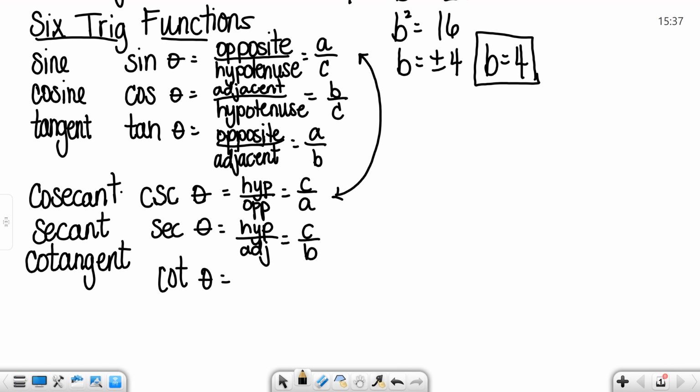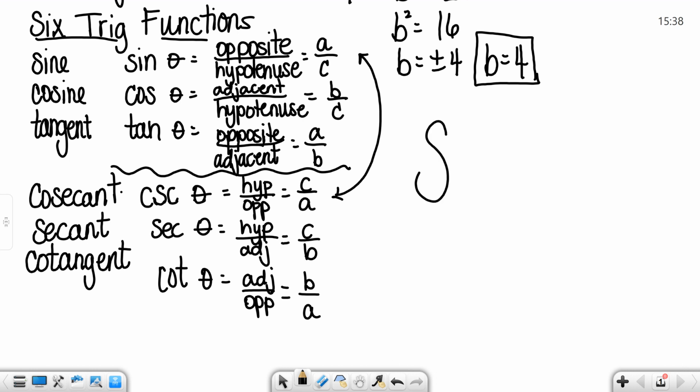And then the cotangent is the reciprocal of the tangent. So it would be adjacent over the opposite. So B over A. So if I can do the first 3, then the next 3 are reciprocals, which means you just flip it over. And that makes things very convenient for us.